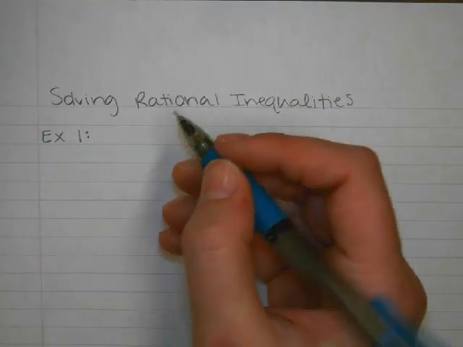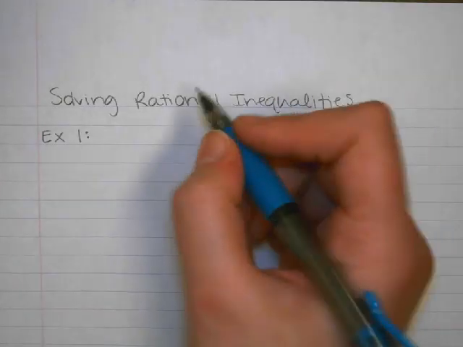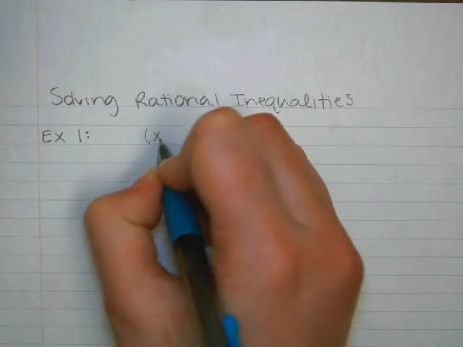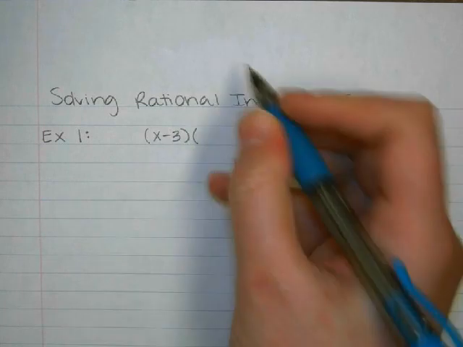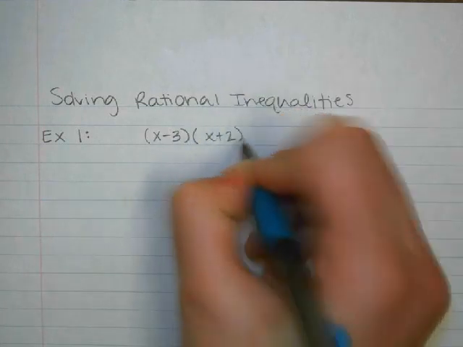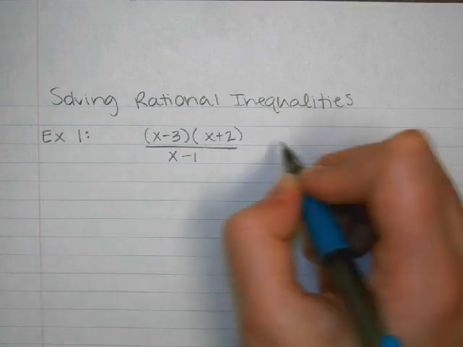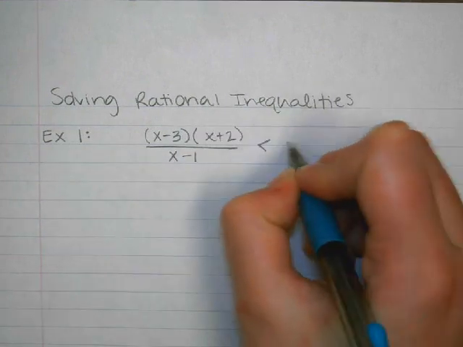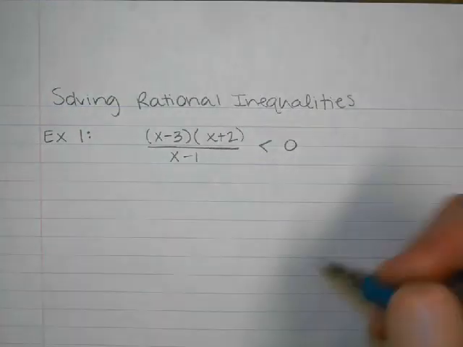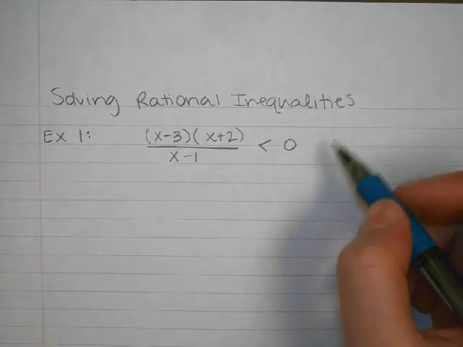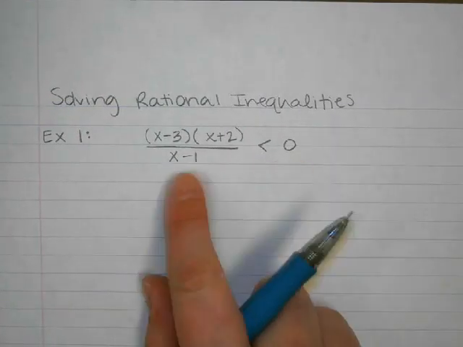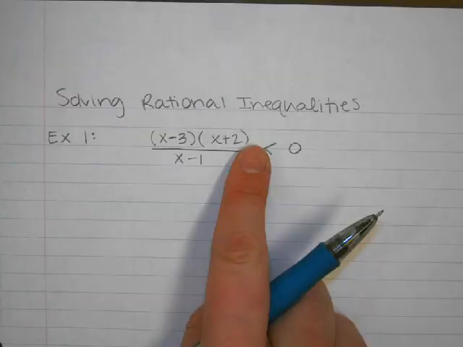So the first example is we're going to have the rational expression (x minus 3)(x plus 2) divided by (x minus 1), and this expression is less than 0. As far as this problem goes, this is pretty simple because it's written in a way where we can see exactly what's going on.